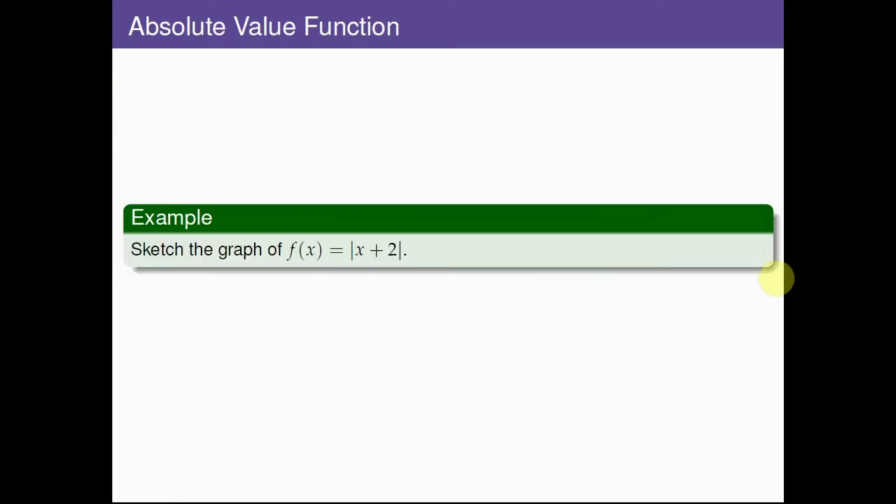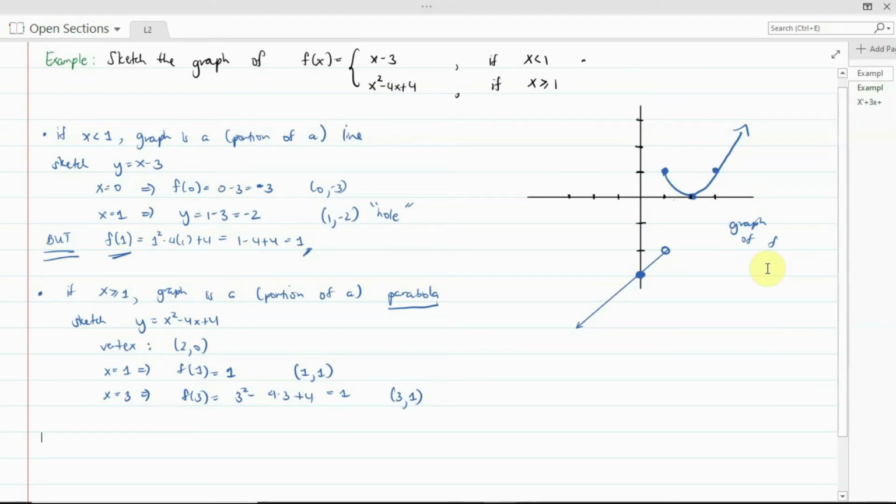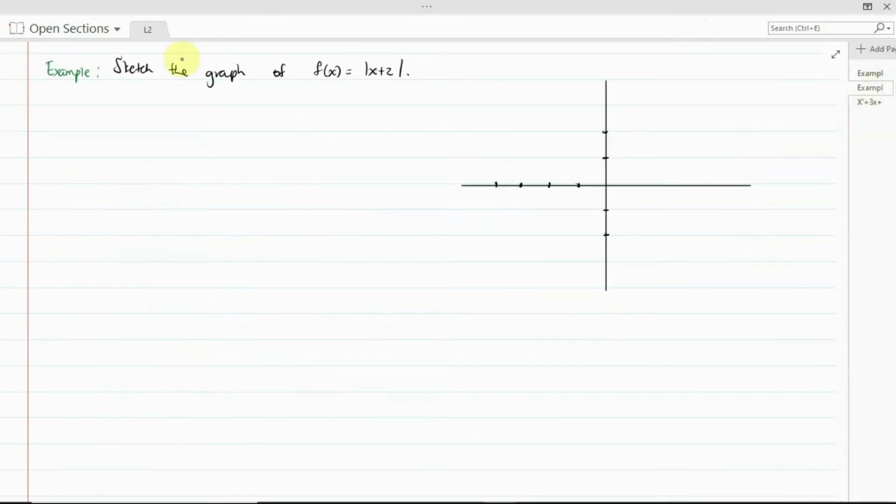Now, let us try to sketch this graph. F of x equals absolute value of x plus 2. Gawin natin yan. Okay? So, paano natin ito gagawin? We recall first ano yung definition natin ni absolute value of x plus 2. So, this is absolute value. This is either retained nasa loob or negated yung nasa loob. Kailan to retained? Kapag yung buong nasa loob ay greater than or equal to 0. At ito naman ay negated kapag yung buong nasa loob ay less than 0.